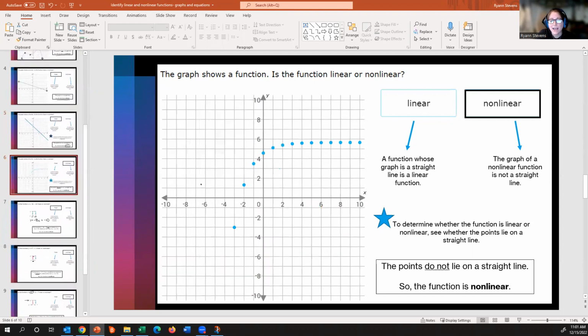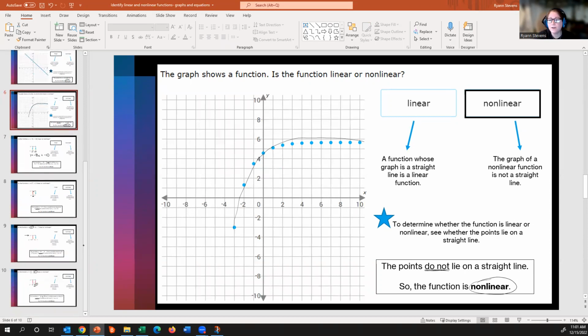But then in this case, we have these points and I start from this point here and I increase and then I shift over. I drew the best straight line that I could, but we can see that this is not going to be a straight line. So determining if these points lie on the same line, these points do not lie on a straight line. And so we would say this is going to be considered non-linear.